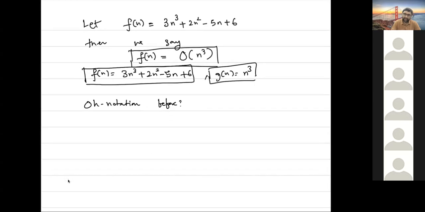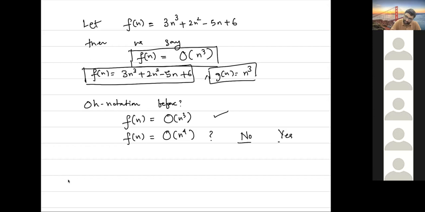So anyway, over here I have written that f of n is in O of n cube. Is it okay if I write f of n is in O of n power 4? Is it correct or incorrect? Yes or no? No, sir. No? How many of you say no? How many of you say yes?